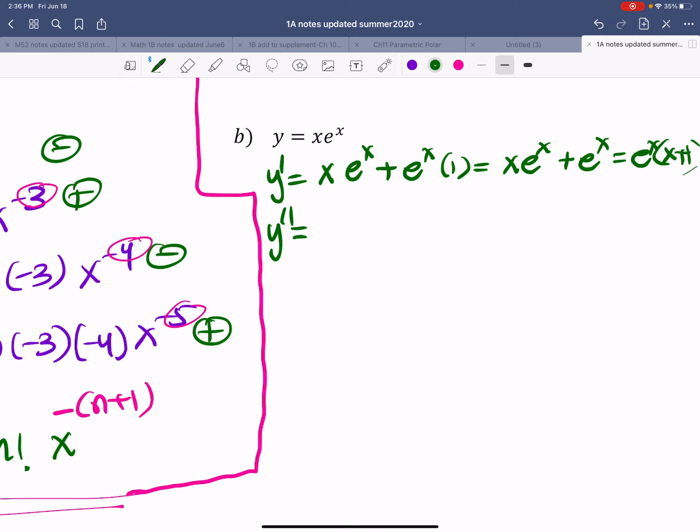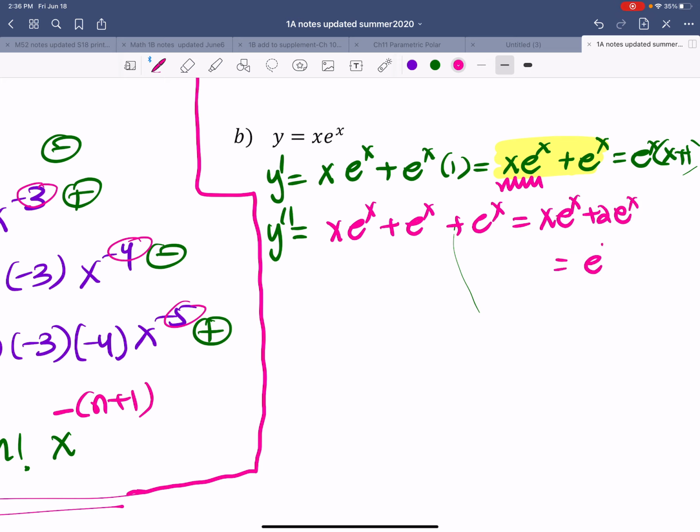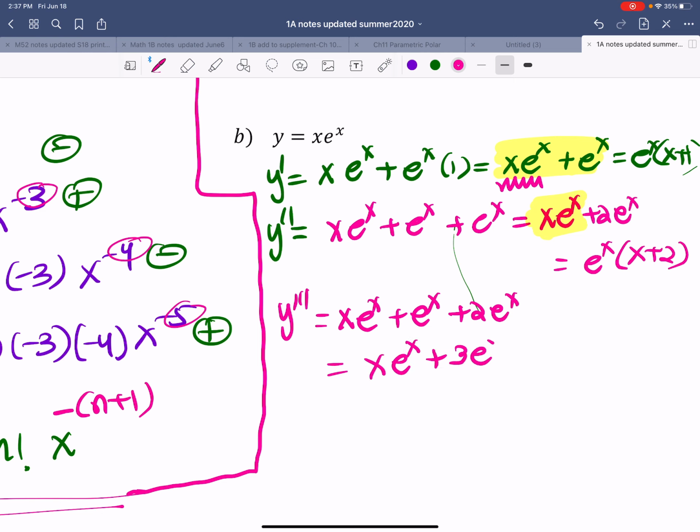Second derivative would be derivative of this function. And this piece is going to keep on yielding the whole thing again. So x e to the power x plus e to the power x plus e to the power x turns out to be x e to the power x plus 2e to the power x, which is e to the power x, x plus 2. Third derivative, again, if you look carefully, you don't have to do a whole lot of work over and over because this piece is the only one that will yield the same thing again, x e to the power x plus e to the power x plus 2e to the power x turns out to be x e to the power x plus 3e to the power x, which is e to the power x times x plus 3.